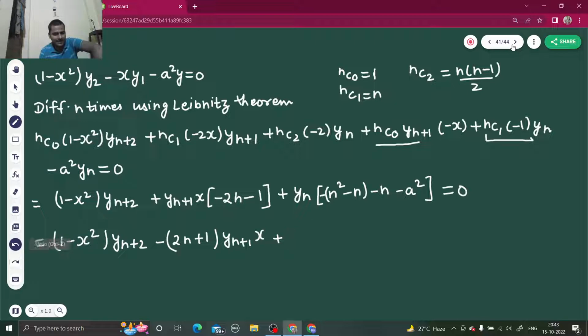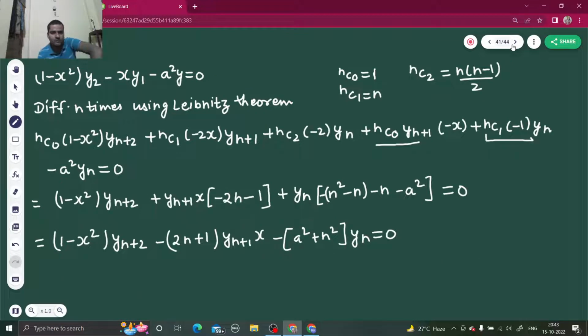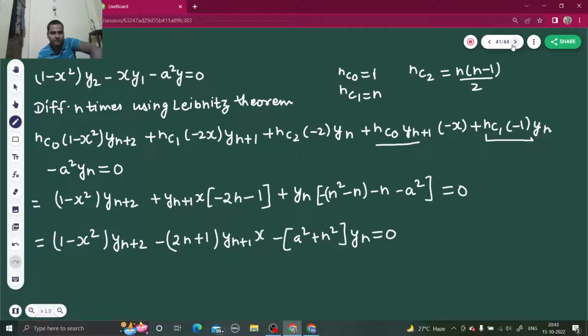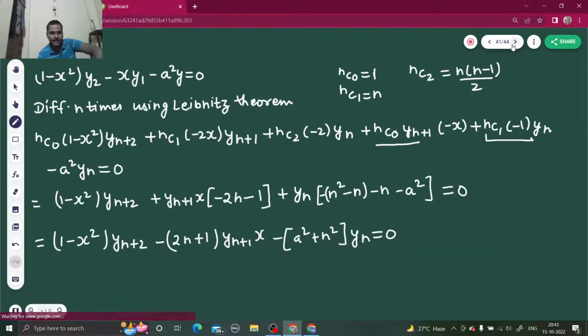So again I can take minus sign common. N was already cancelled, so minus sign common between -a² and -n². So a² plus n² yn equals to 0. Let's check whether we are on track or not. 1 minus x² yn+2 minus 2n+1 x yn+1, fine. a² plus n² with a minus sign and yn, correct.